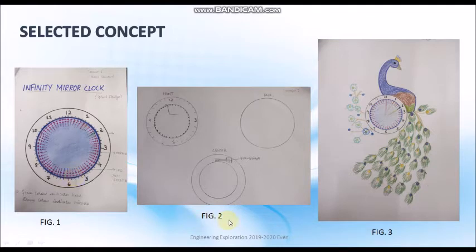Figure 2 consists of 3 diagrams which separate the front, middle and back view of the clock. Figure 3 is the final outlook of our model. We will be placing a peacock on the top of our model, therefore making it an attractive one.